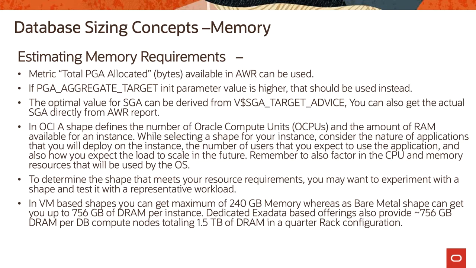Another important consideration to keep in mind is that with VM-based shapes, you can get a maximum of roughly 240 GB of memory, whereas in a bare metal shape, you can get up to 756 GB of DRAM per instance. Dedicated Exadata-based offerings provide 750 GB of DRAM per DB compute node. And in a smaller shape like a quarter rack, you can get roughly 1.5 terabytes of DRAM in a quarter rack configuration.